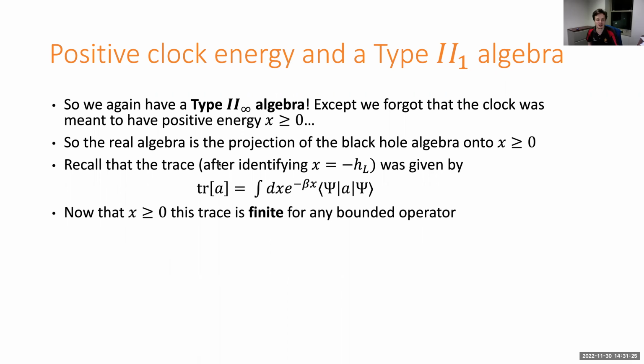So clearly this algebra isn't like type I_d for some finite d, it's an infinite dimensional algebra still, but it has a finite trace, so it must be a type II_1 algebra. And in fact, it's a type II_1 factor.